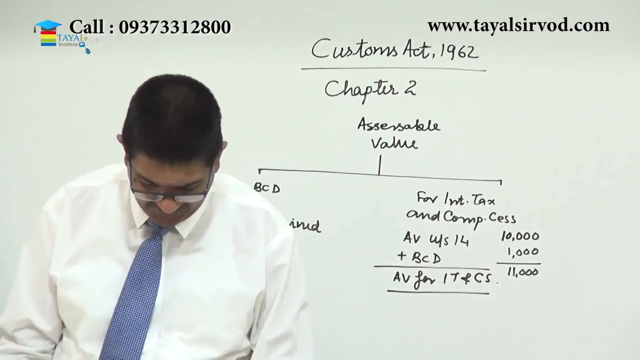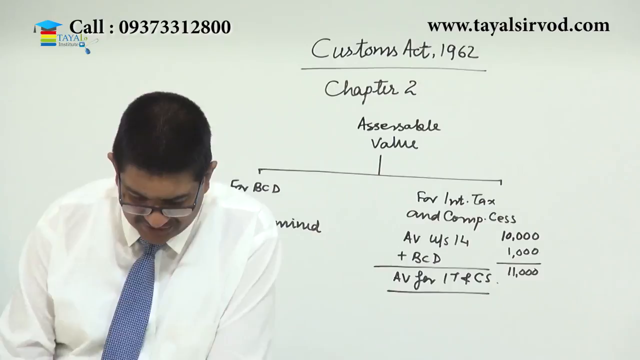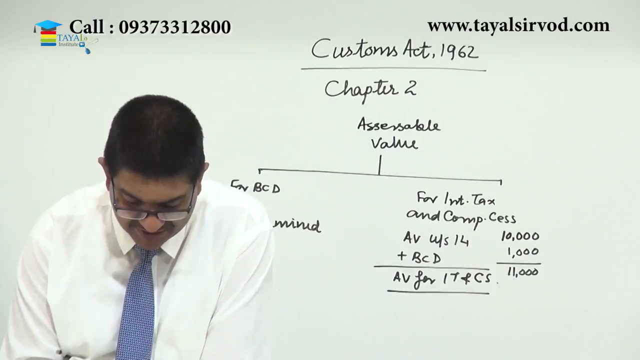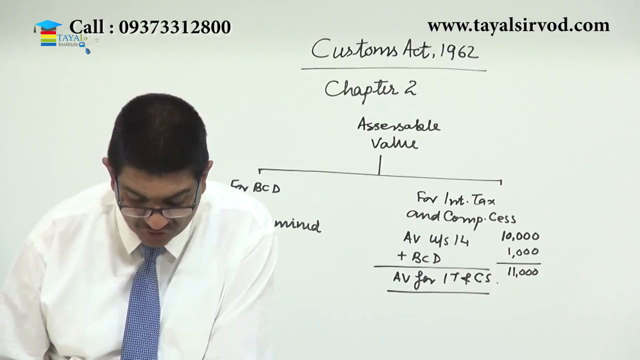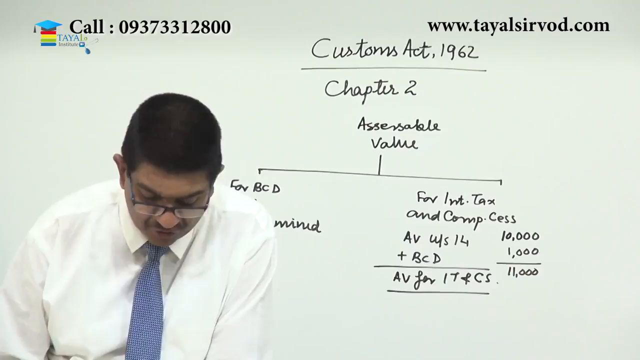Now, it says common points. In the common points after the table, it is given the provisions of the Custom Act 1962 and the rules and regulations made thereunder, including those relating to drawback, refund, exemption from duty, shall, so far as may be, apply to the duty chargeable under this section as they apply in relation to the duties leviable under this Act. The duty or tax or cess chargeable under this section shall be in addition to any other duty imposed under this Act or under any other law for the time being in force.